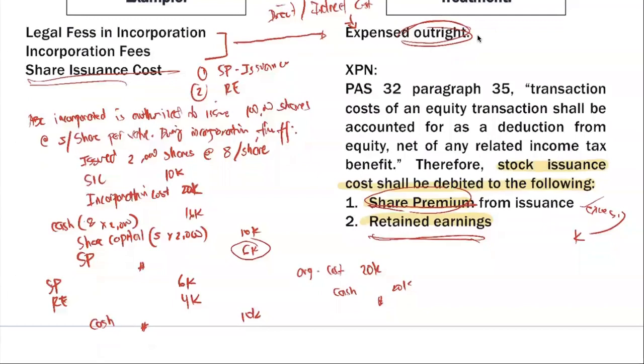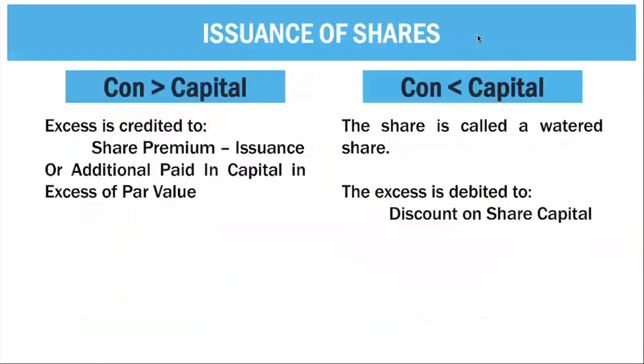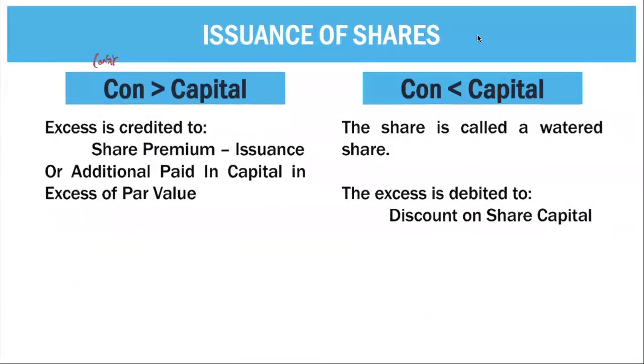We go now to your issuance of shares. The first topic for your share accounting. First is your issuance of shares. So in issuance of shares, generally you just need to compare the amount of consideration versus the capital. So you compare the consideration to the amount of your capital. So if the consideration is greater than capital, we have your share premium, issuance, or additional paid in capital in excess of par value. You already know that one. Share premium issuance is also known as APIC, in excess of par.